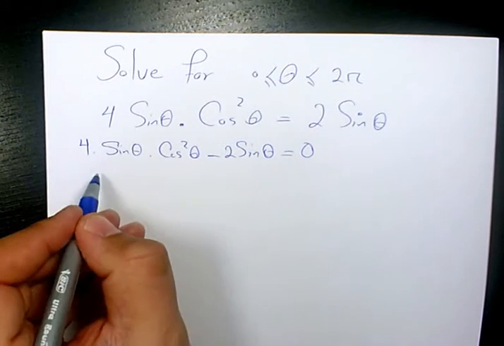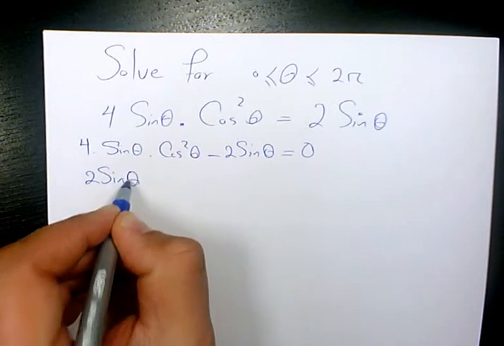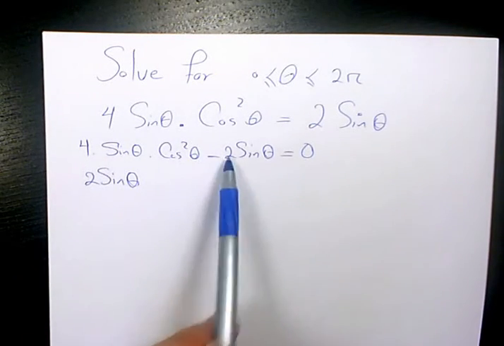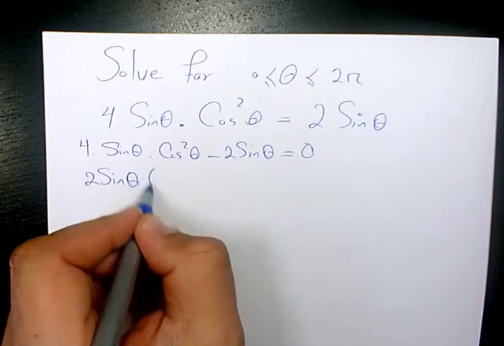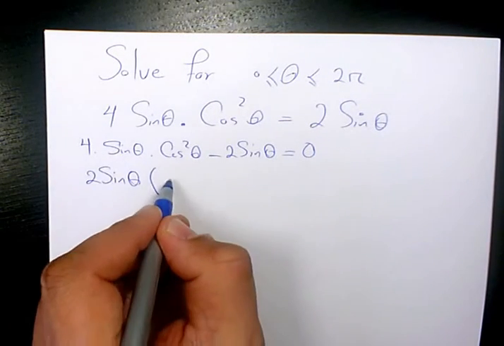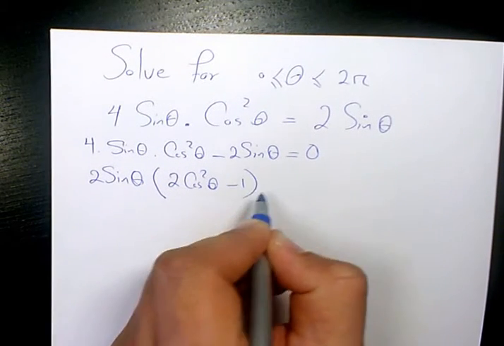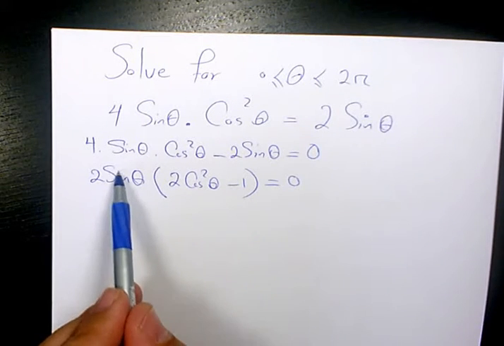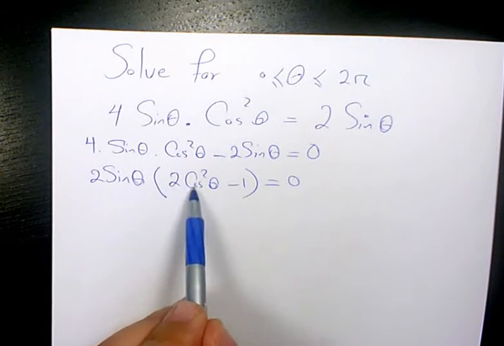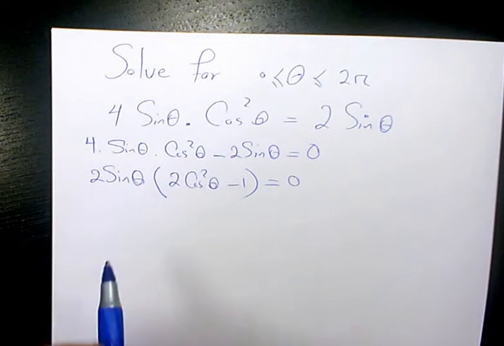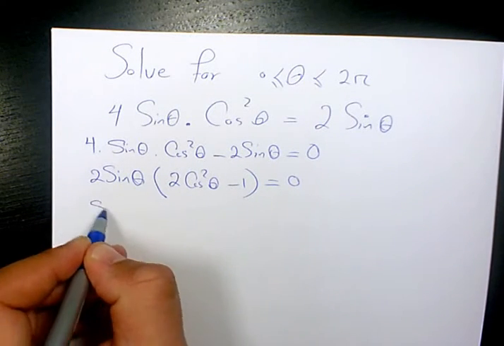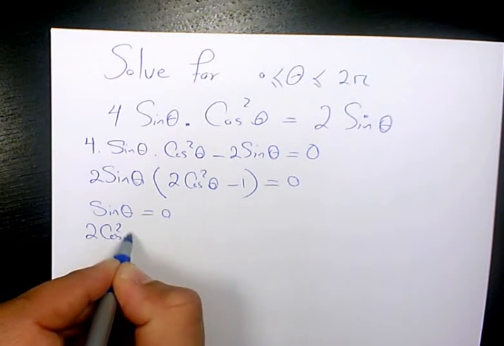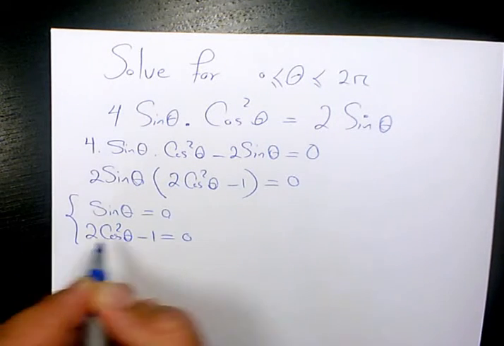Then I need to factor 2 sine theta, which is the GCF of these two terms. We have two terms, and 2 sine theta is the GCF. Then I need to divide this one by this. Minus 1 over minus 1 equals 0. Now we have 2 times sine theta multiplied by 2 cosine squared theta minus 1 equals 0. So we have two factors here, so it means that sine theta equals 0, or 2 cosine squared theta minus 1 equals 0.